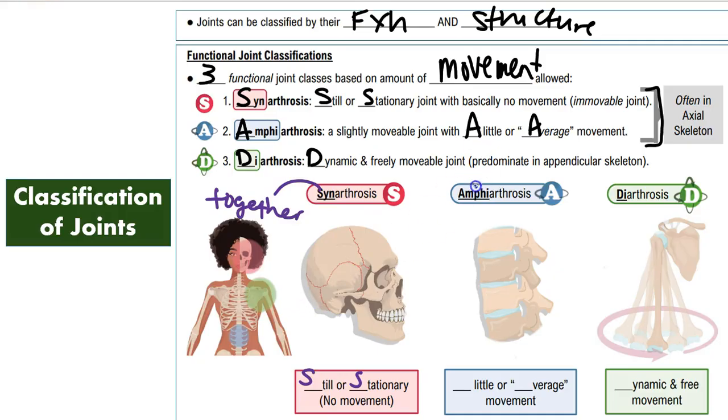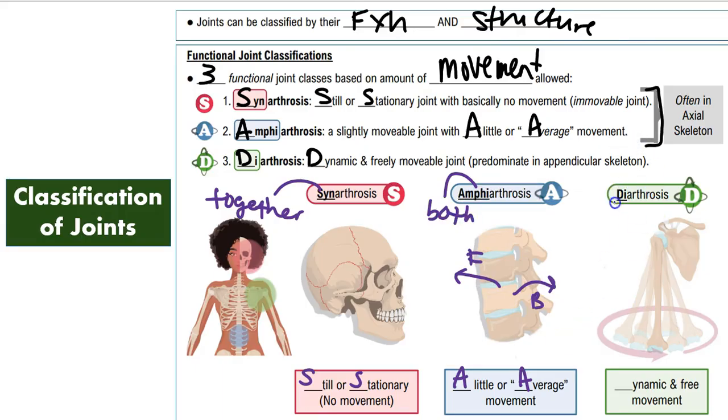Okay? Now, amphi means both. So that means you're going to have movement on both sides. It's only going to be a little movement or an average amount of movement. So let's go ahead and look at our vertebrae here. This vertebrae can move back or it can move forward. Okay? And that means it can move on both sides, but it's not doing this huge amount of movement when we're talking about a vertebrae. Now, if you're talking about your entire spine, that means you're taking all of the vertebrae movements and putting them together, adding them up. That's why your spine can move a little bit more. If we're talking about a piece of the spine, then we're just saying it is amphiarthrosis. And then finally, we have diarthrosis.